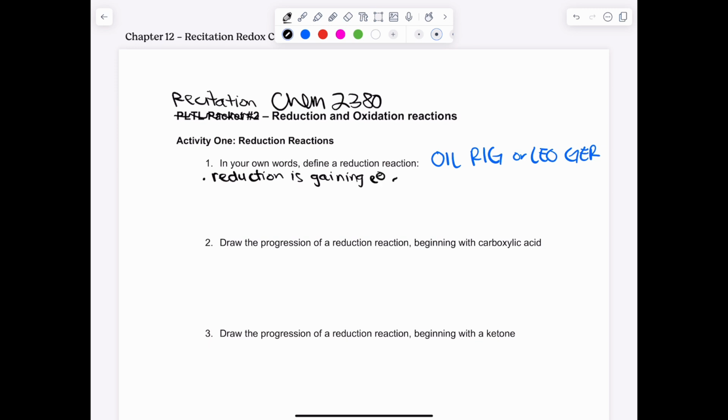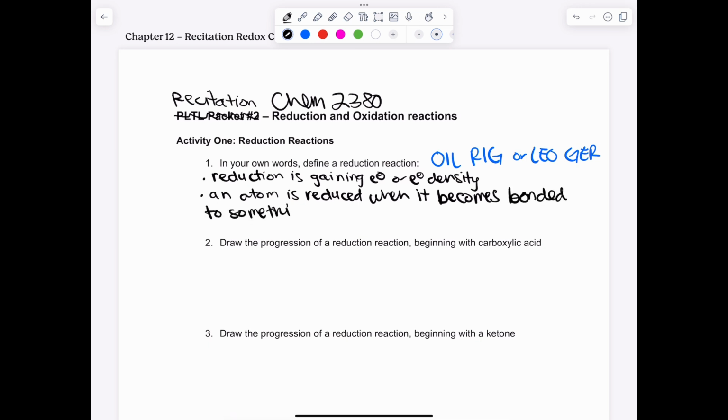So what I mean by this is the thing that is reduced is going to become bonded to something less electronegative than before, because when it's bonded to something less electronegative, it's therefore going to have more electron density around it. So it gained electron density, which means that it was reduced. In most of the examples that we see in this packet, the thing that is reduced is going to become bonded to hydrogen atoms, because hydrogen atoms are less electronegative than the oxygen atoms that they were previously bonded to. So if you go from being bonded to oxygen to being bonded to hydrogen, you are reduced because you are now bonded to something less electronegative.